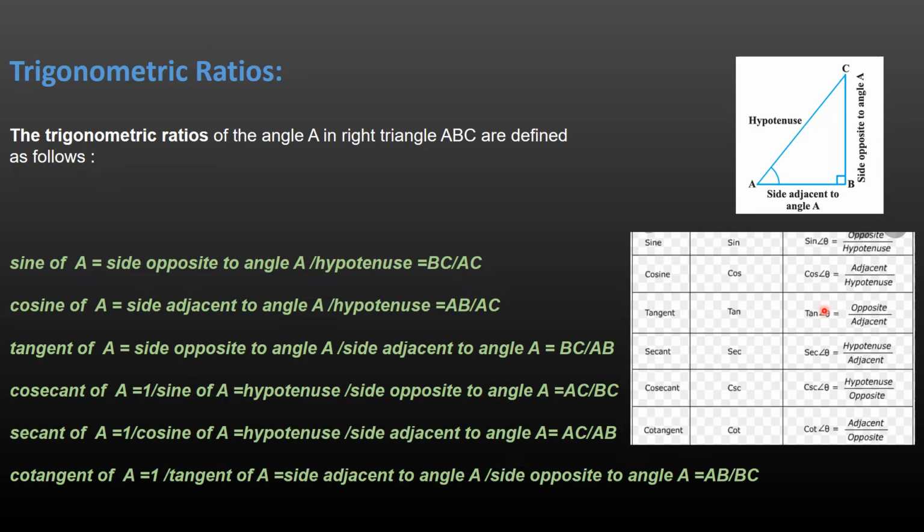And the next comes your tangent of theta, which is generally called tan theta. Tan theta is nothing but your opposite by adjacent. So tan of angle A is nothing but your side opposite to angle A, which is BC, upon the side adjacent to angle A, which is AB. So tangent of A is BC upon AB. So BC is your opposite side, and AB is your adjacent side.